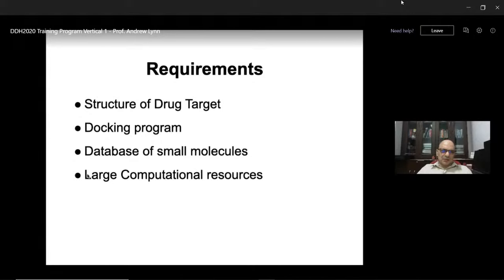So we don't have to worry about the large computational resources any longer for the drug discovery hackathon, but sometimes you may have to worry about them if you're trying to do it on your own. And these three we have to define otherwise, okay?